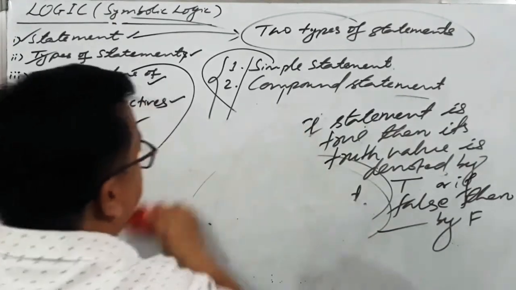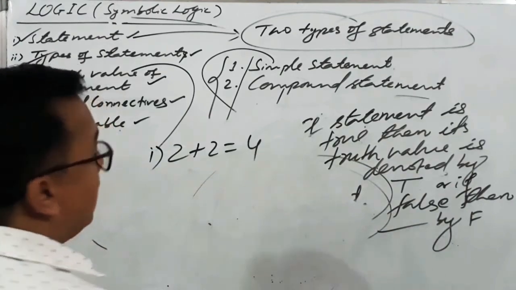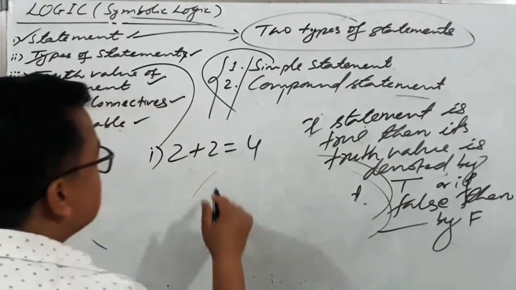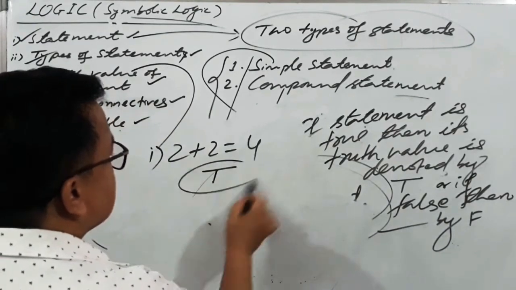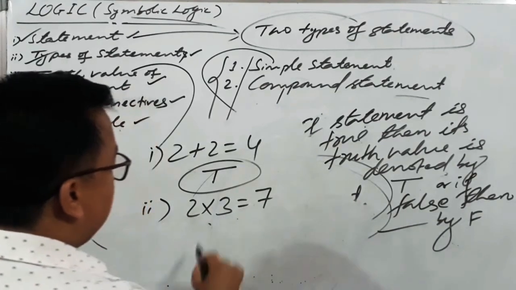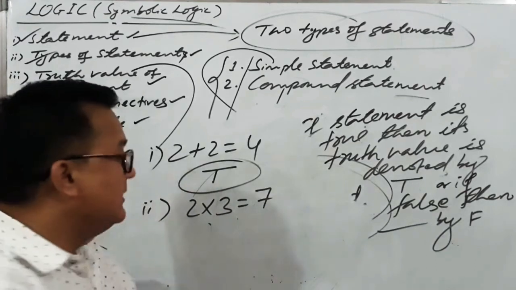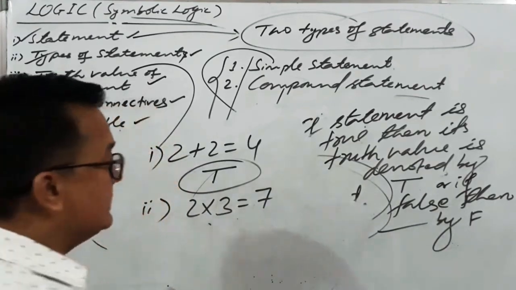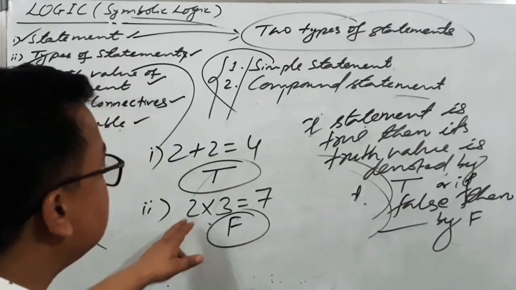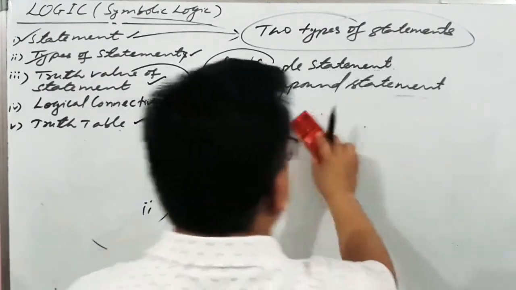Okay, so now here I am writing. Number 1: 2 plus 2 equals 4. Is it correct? Absolutely correct. Then its truth value is T. Number 2: 2 times 3 equals 7. No, 2 times 3 equals 6, but here on the right-hand side we have 7. It's wrong, it's false. Then its truth value is F. The truth value of this statement is denoted by F. Let me write down one thing.